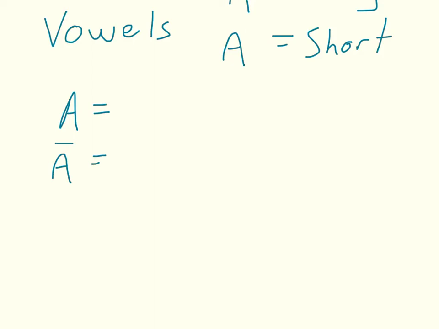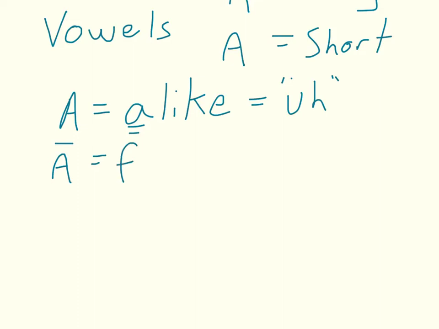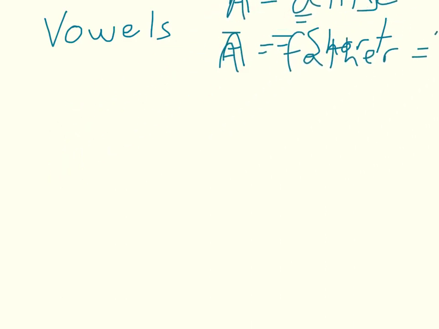A short A is going to be pronounced like the A in the word alike. Whereas a long A is what you say when you go to the doctor's office. You have it in the word father, and it's going to be more like ah. So it's father versus alike versus ah. So there's one of your big differences.